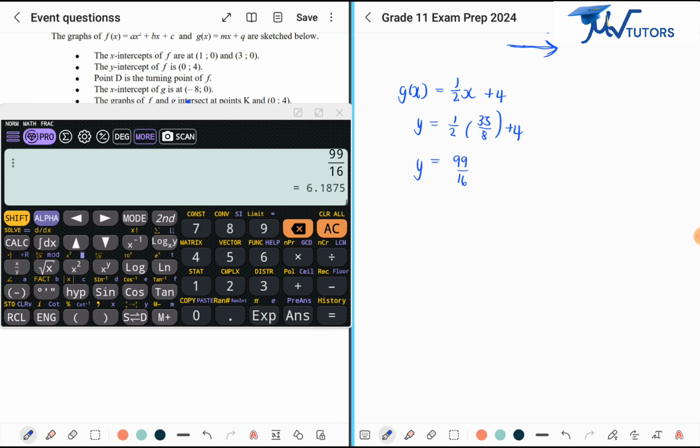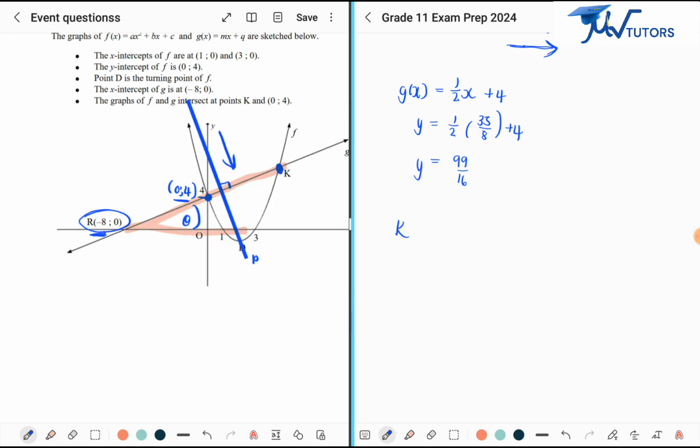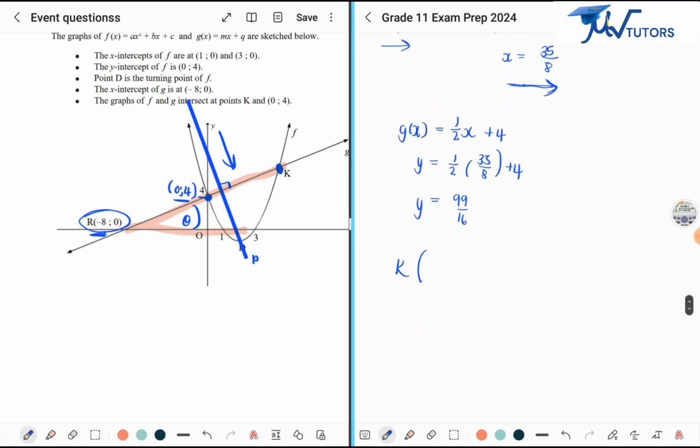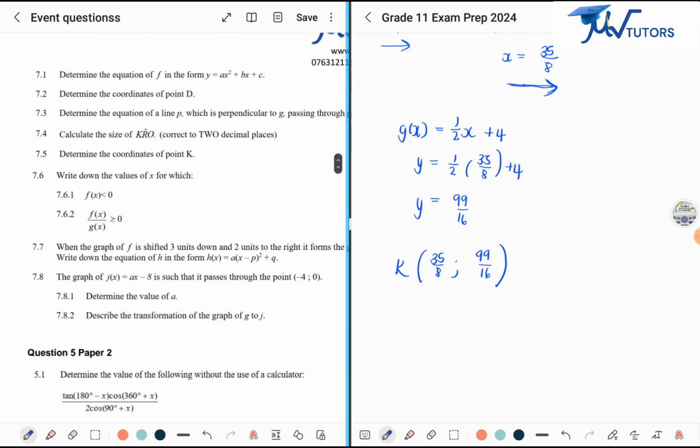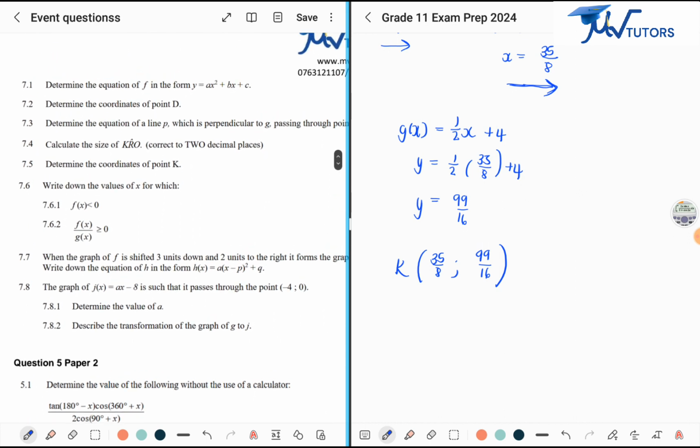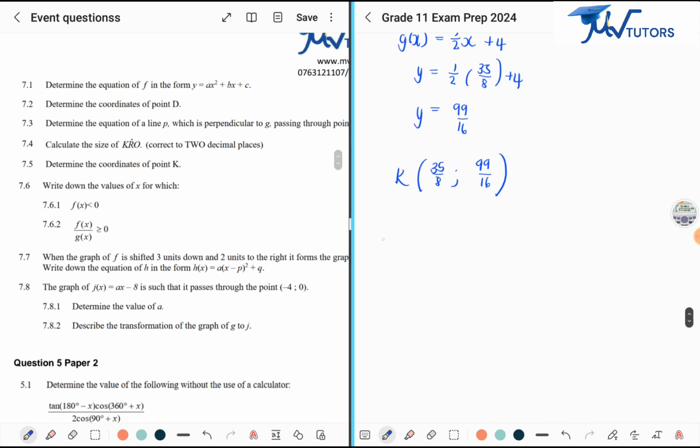That's my y value. So basically k, as we are finalizing this answer, the x value is 35 over 8 and the y value is 99 over 16. You can put it in decimal form to 2 decimal places. I just prefer, in this case, to leave it as a fraction. Okay, now 7.6.